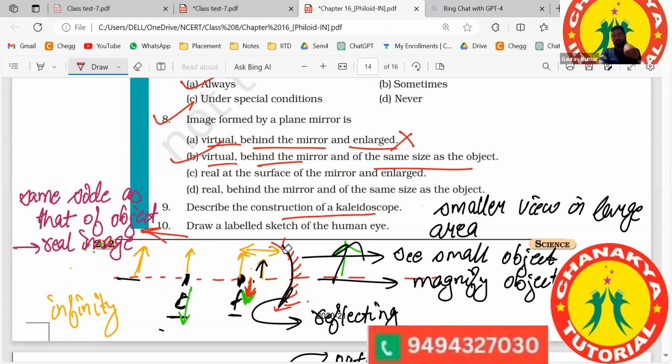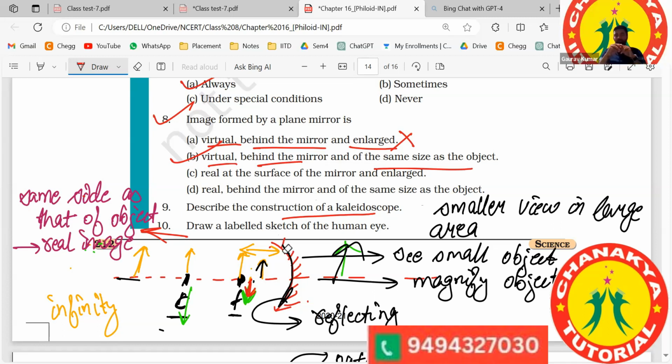Describe the construction of a kaleidoscope. It is a device based on the principles of multiple reflections. Sir, it has three strips of plane mirrors, built in construction. Rohit, speak. Okay, continue, Rohit. So the three plane mirrors are fitted in a tube.